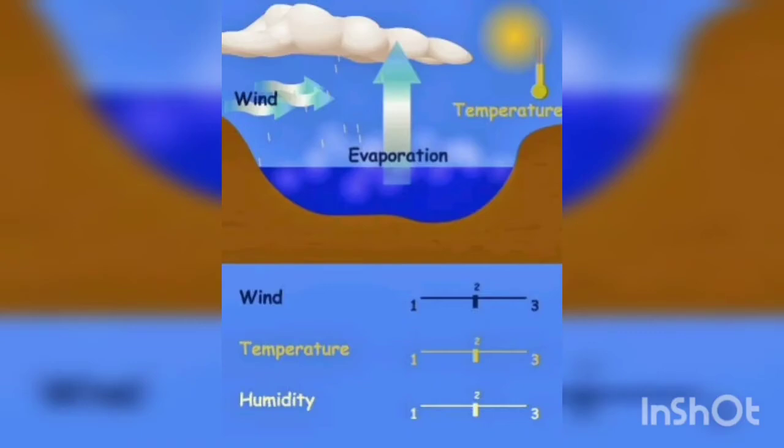So we see how the rate of evaporation is determined by the speed of wind, by the increase in temperature, the decrease in humidity. What is humidity? That is, when the atmosphere already holds plenty of water vapor, the rate of evaporation will be relatively low. And finally, the increase in the areal extent of surface water bodies also determines the rate of evaporation.